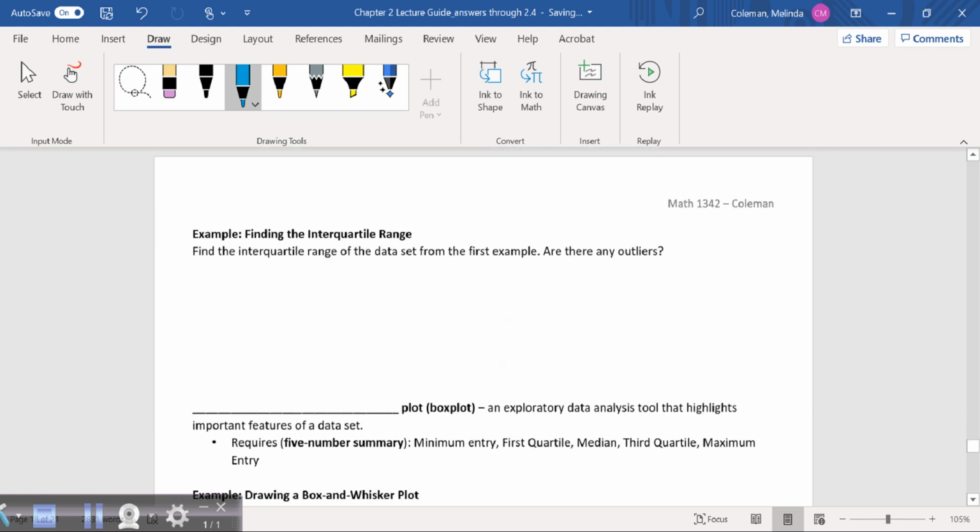So let's take a look at the interquartile range from the first example. So we're going back to the gasoline fuel waste. And we said that Q1 was 23, Q2 was 25, and Q3 was 30. So the interquartile range is going to be Q3 minus Q1, which is 7.